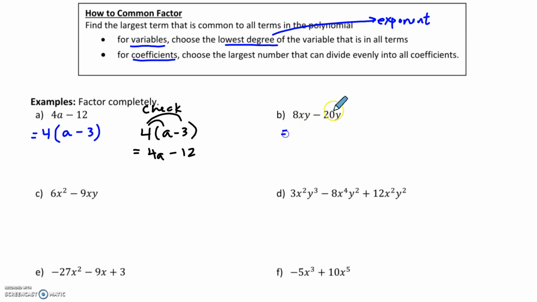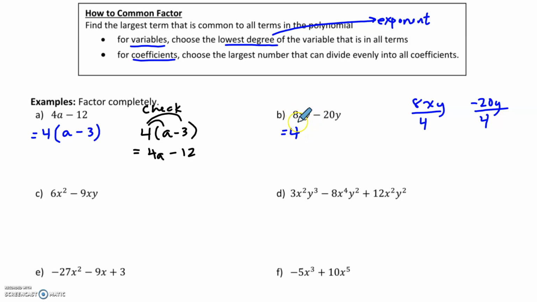So for b, we're thinking between 8xy and negative 20y, and what I'm writing down on the side of my page here, this is what I'm thinking in my head. Eventually, I don't want you guys to be writing this. This is something that we do in our heads. All right, so for 8xy, negative 20y, what is the largest number that can divide into both 8 and 20? And that would be 4. 4 divides into both. So we're going to put that out front.